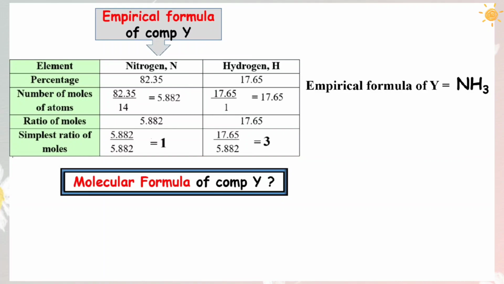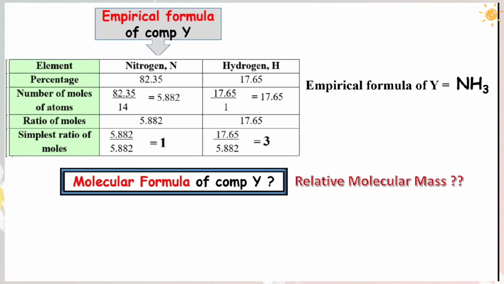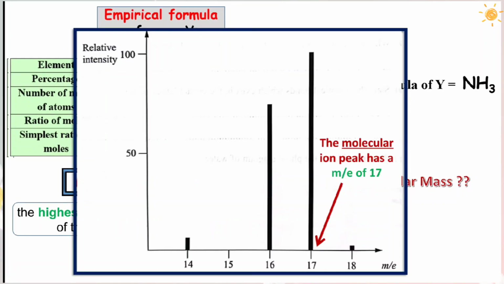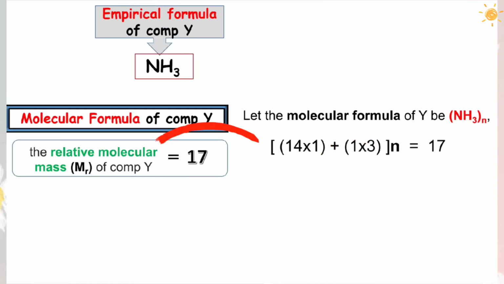Next, to determine the molecular formula of Y, we need the information of the relative molecular mass of Y. The peak with the greatest m/e is at 17. This peak is due to the molecular ions. This tells us that the relative molecular mass of compound Y is 17.